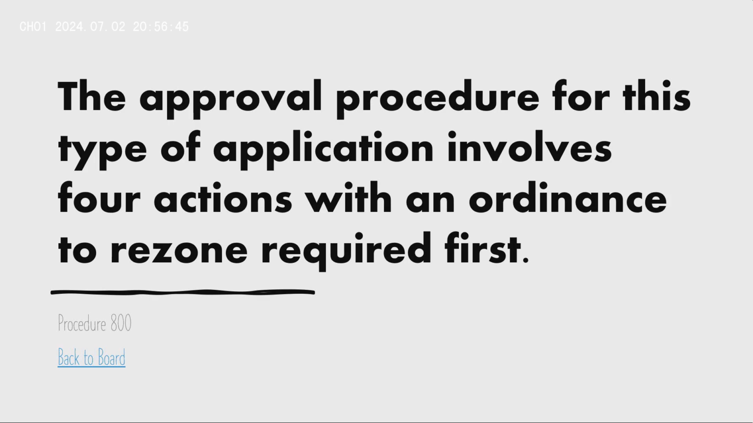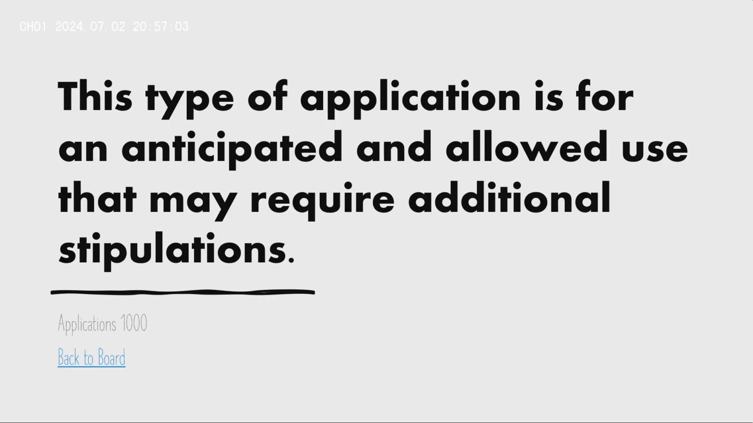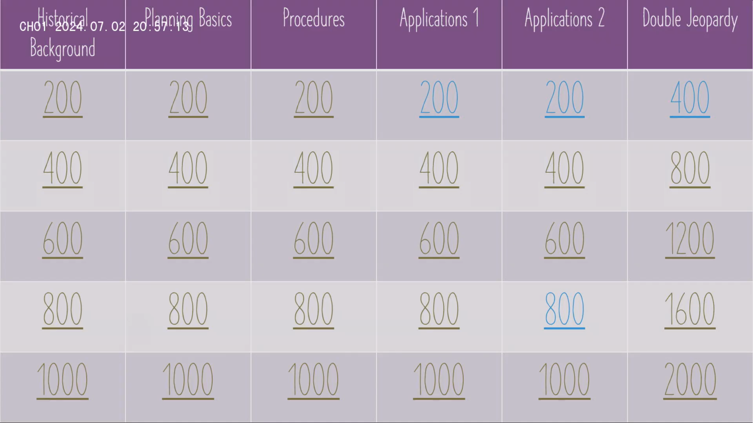So you first rezone, and then you have a PUD? Yeah. It's always PUD. Applications for 1,000. This type of application is for an anticipated and allowed use that may require additional stipulations. CUP. Yep. Nice one. She likes the acronyms.